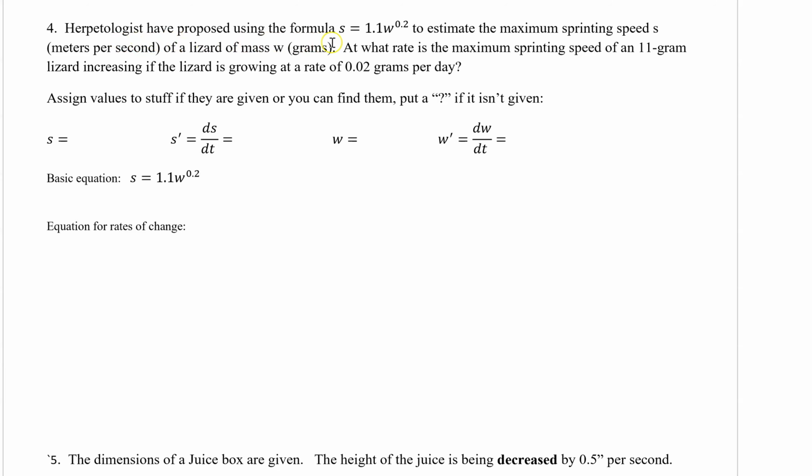Herpetologists have proposed using the formula S equals 1.1 W to the power of 0.2 to estimate the maximum sprinting speed S in meters per second of a lizard of mass W in grams. At what rate is the maximum sprinting speed of an 11-gram lizard increasing if the lizard is growing at a rate of 0.02 grams per day?